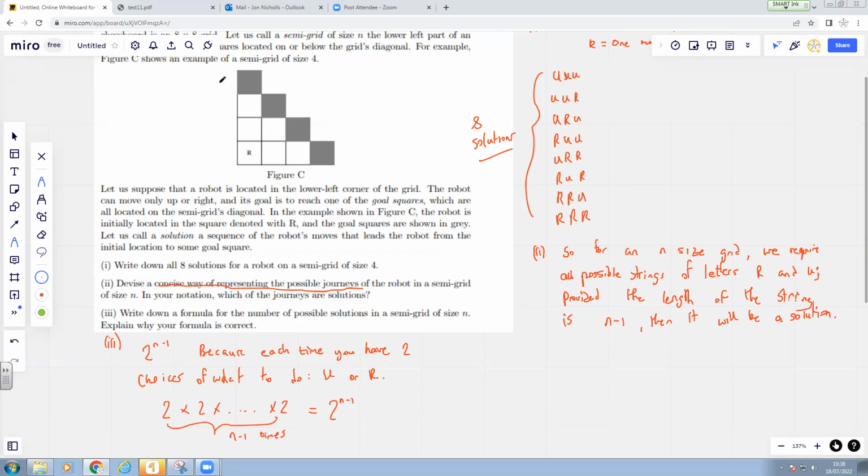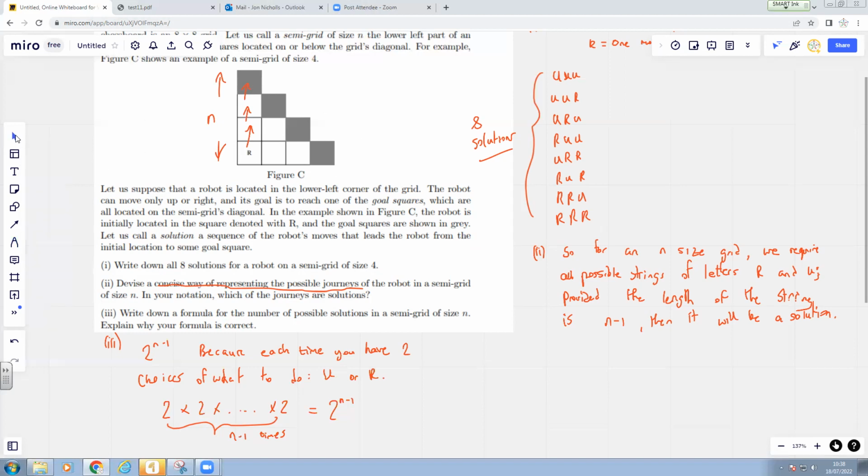You might wonder why that is the case, actually. Well, if this is of length n, and that's how our semi-grid is defined, then you will need one less than n moves, because that's one move, that's one move, that's one move. If it's n, then you need to get to the first square, next square, and then the nth square. It's going to be one less than the width there.